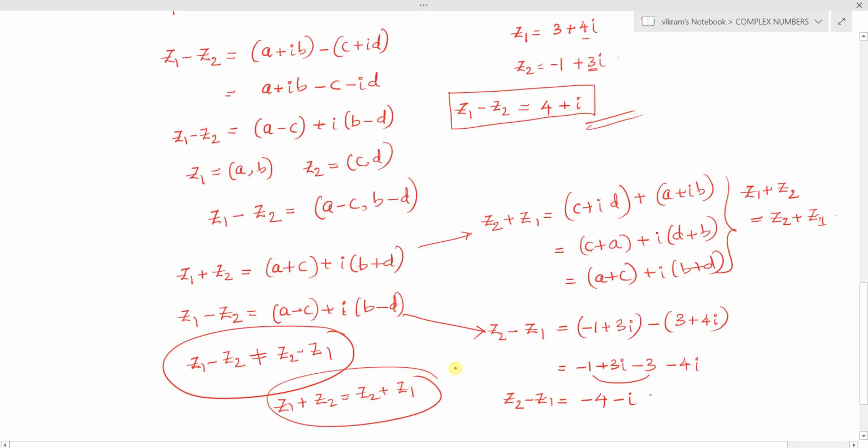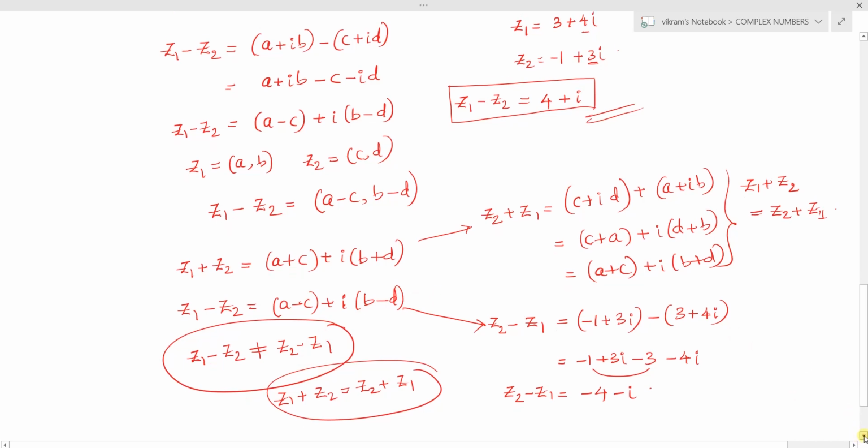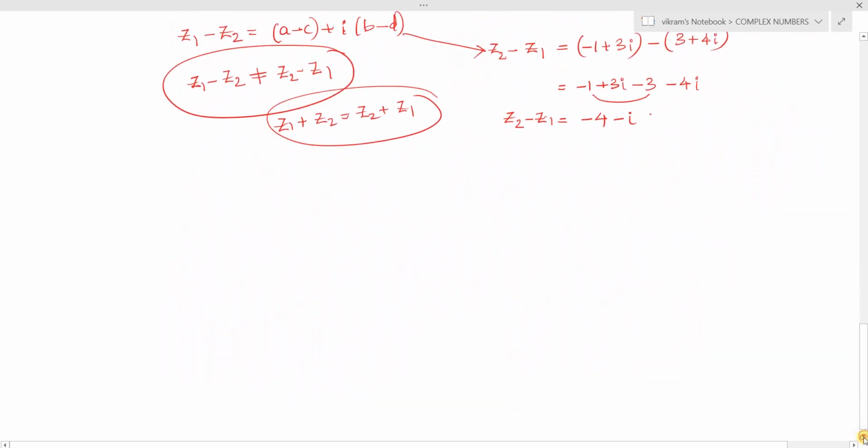Okay, so these are the subtraction and addition operations on complex numbers. In the next lesson we will discuss how to find the multiplication and division of complex numbers. Before ending this lecture, now we find the iota powers.